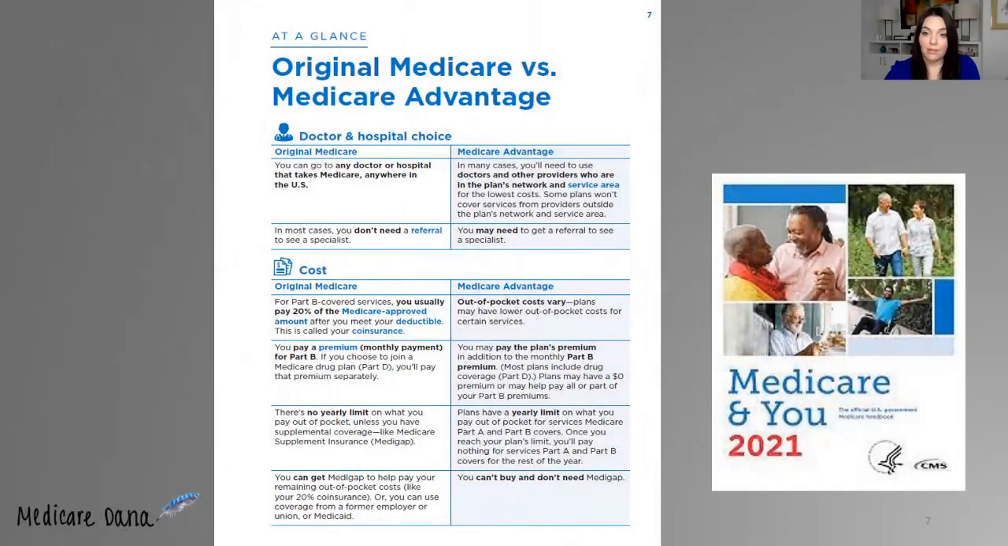Here in that Medicare and You guidebook, there is a chart that shows the differences between Original Medicare and Medicare Advantage. It highlights that with Original Medicare, you can go anywhere in the U.S. Medicare Advantage has that restrictive service network and whatnot.